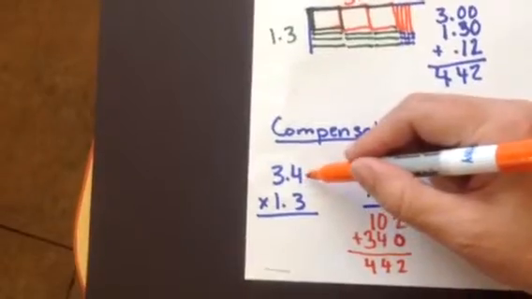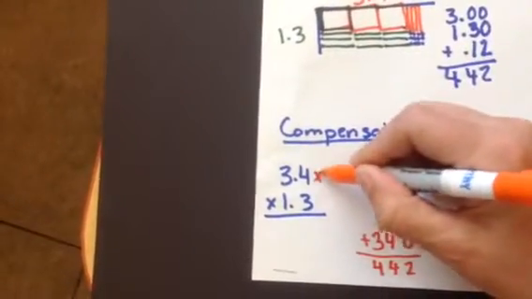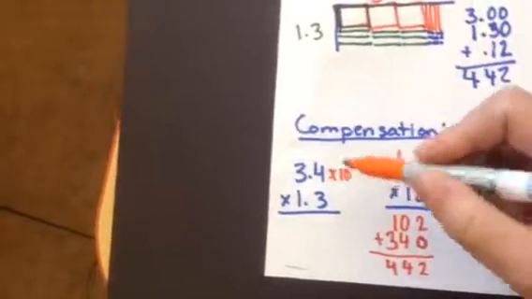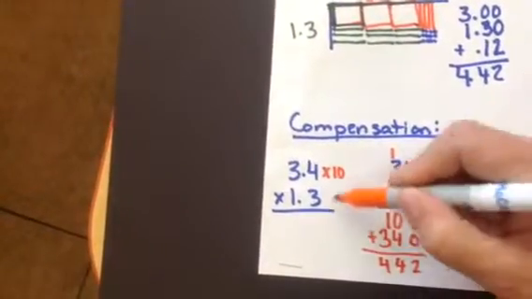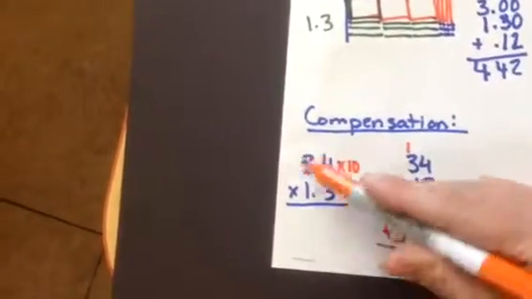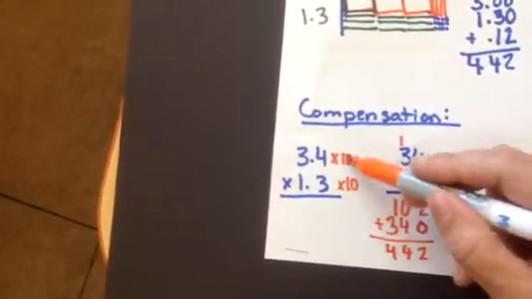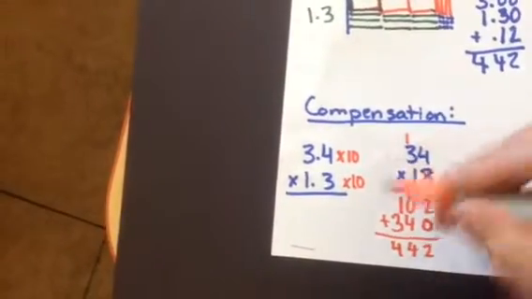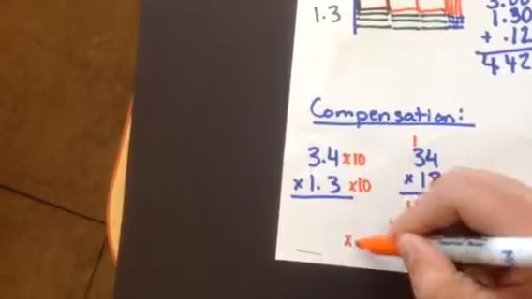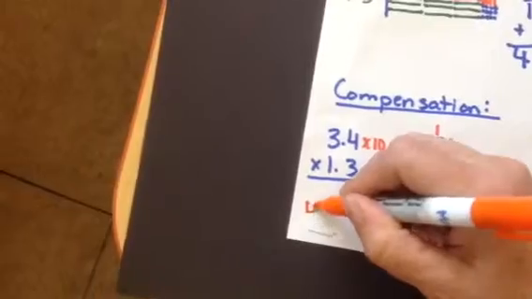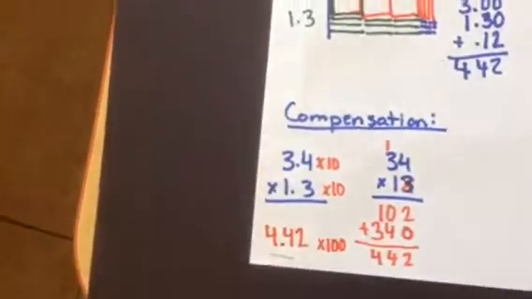To go from 3 and 4/10 to 34, I would have to multiply that by 10. This is 10 times smaller than this number. 1 and 3/10 is 10 times smaller than 13. So overall, my product over here should be 10 times 10 smaller. It's 100 times smaller than this answer. So let me make this 100 times smaller, which would be 4 and 42 hundredths.